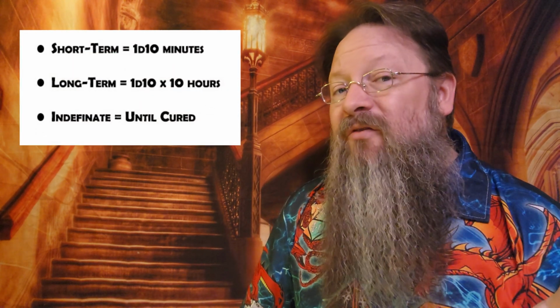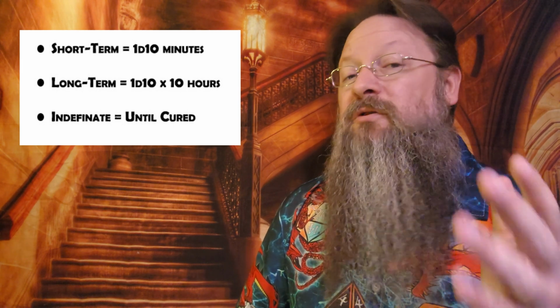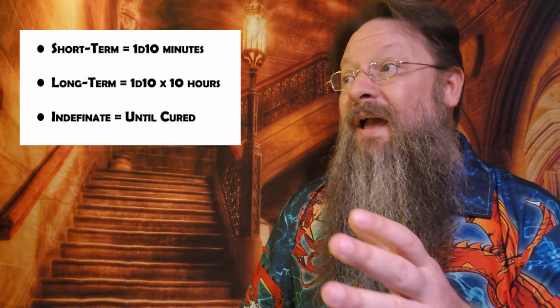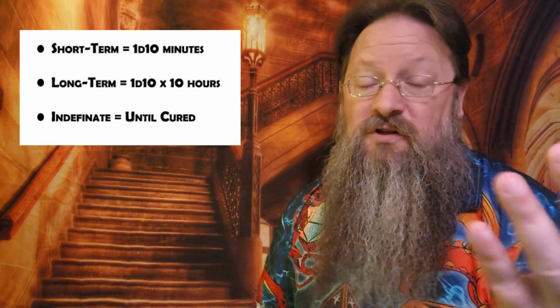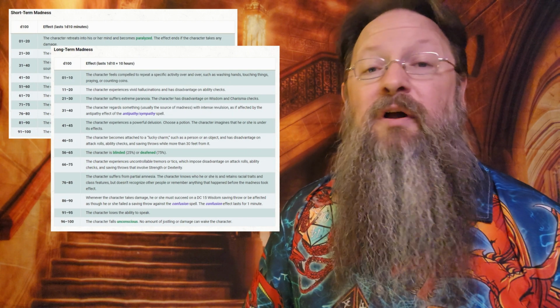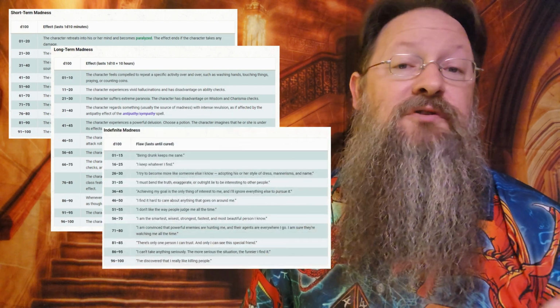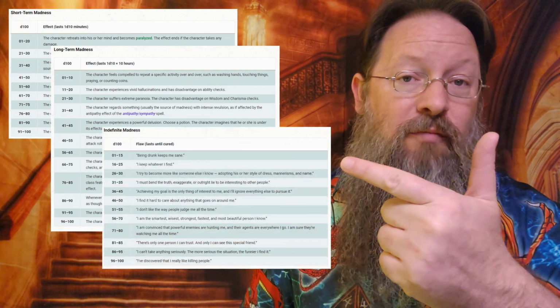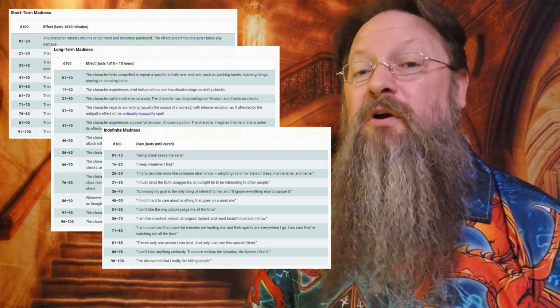Sanity loss, or madness, as it is referred to, can be either short-term, long-term, or indefinite. Mundane effects are considered to be short-term, which last generally just a few minutes, whereas long-term madness can last hours, and indefinite madness will last until it's cured. When sanity loss is inflicted upon you, you suffer an effect or a flaw. There are 3 tables included that detail out what can potentially happen, one for each level of sanity, short-term, long-term, and indefinite, and you'll roll a D100 for the result.